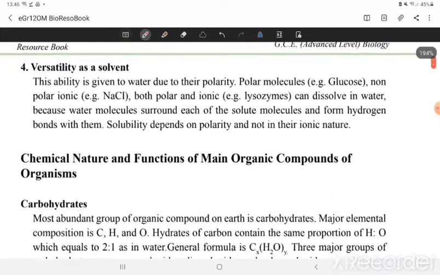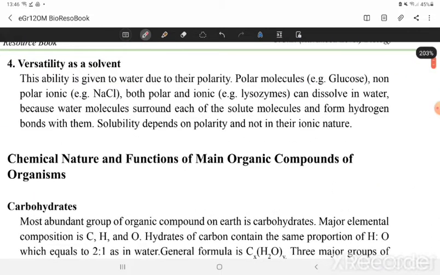Now, versatility as a solvent. So what is the versatility as a solvent? What do you mean by the versatility of water as a solvent? The ability is given to water due to its polarity, right? The ability of water to be versatile as a solvent is given because of the polarity of water.